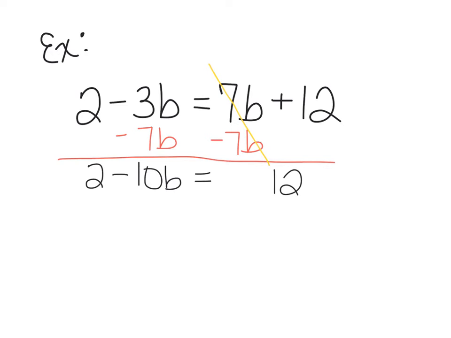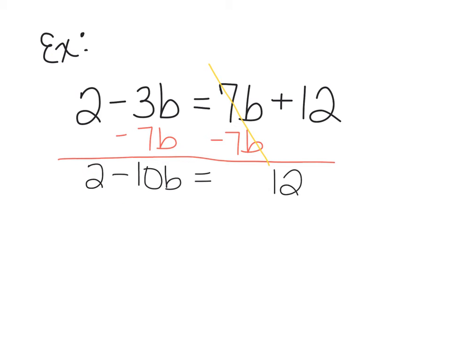Now that I have my variables on the left-hand side, this 2 needs to go to the other side with the 12. You see this 2 does not have a variable, so it needs to go across the equal sign to the other side. Lots of students will say, oh, this is a negative 2. No, it's not. This negative right here goes with this 10b. It is a sign for the 10b. This 2 is a positive 2.